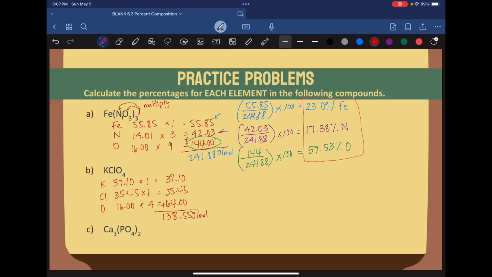So let's find the percentages for each element. We'll start with potassium, 39.1 divided by 138.55 times 100. Rounded to 2 decimal places, we're going to get 28.22% potassium. I'm going to change my color for chlorine, 35.45 divided by 138.55 times 100. We're going to get 25.59% chlorine. And now oxygen, you're going to take 64 divided by 138.55 times 100. And that's going to be 46.19% oxygen.